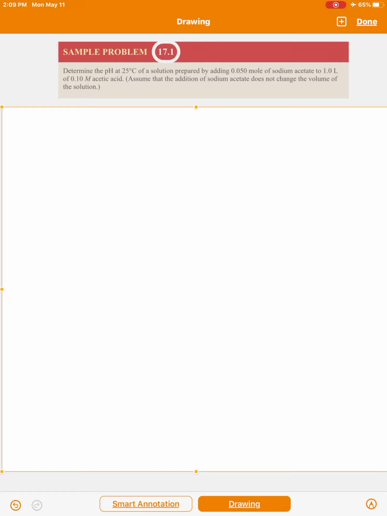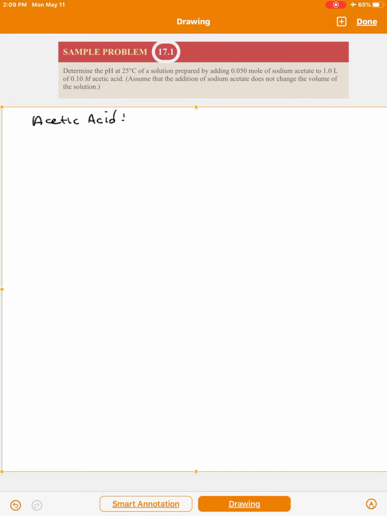Okay, sample problem 17.1. Determine the pH at 25 degrees Celsius of a solution prepared by adding 0.050 moles of sodium acetate to 1.0 liters of 0.10 molar acetic acid. Assume that the addition of sodium acetate does not change the volume of the solution. Okay, so here's what we're going to do. This is a problem involving acetic acid.